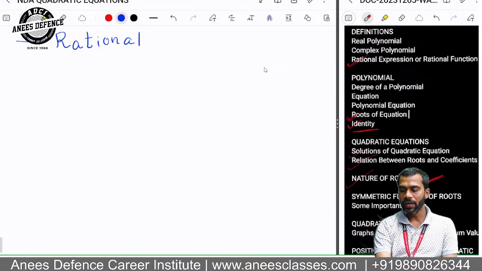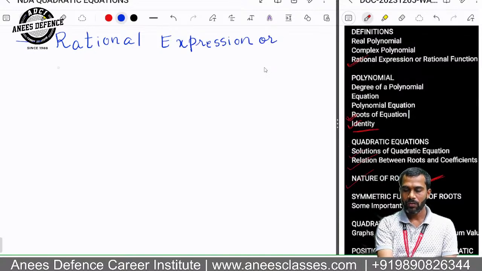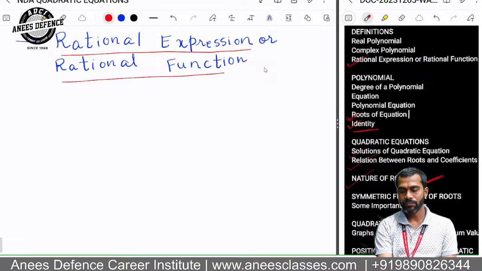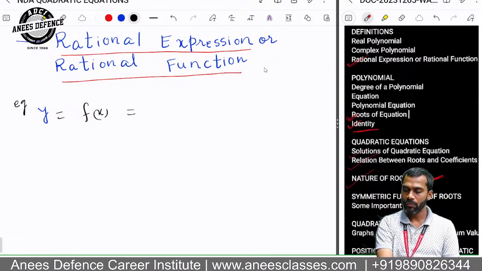Okay. Now give the heading: rational expression, or rational function. Rational expression or rational function. So very easy. Let me give you one example. y is equal to f of x is equal to 2x plus 3 upon x square minus 1.